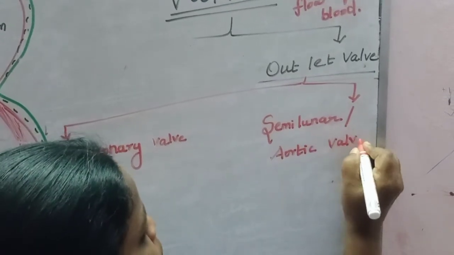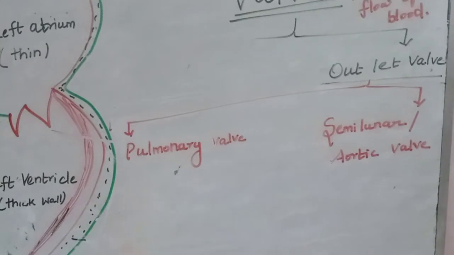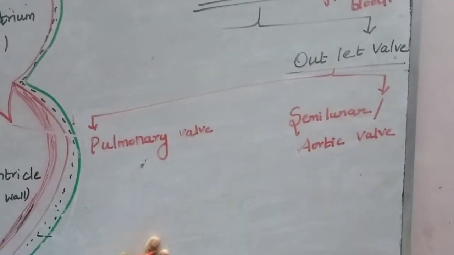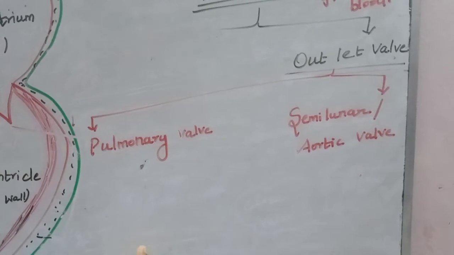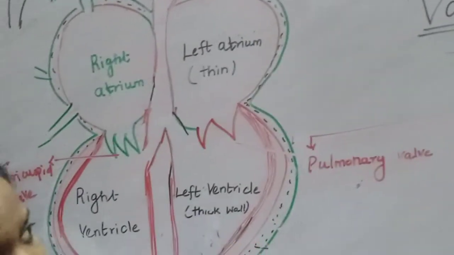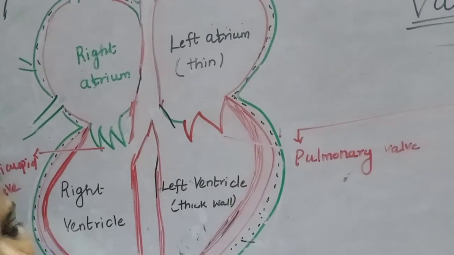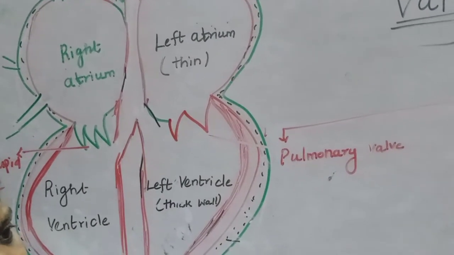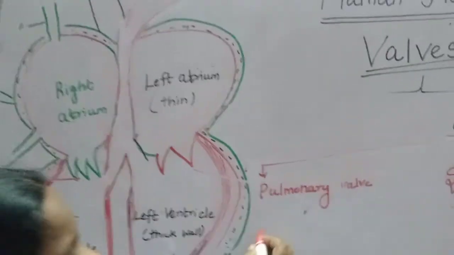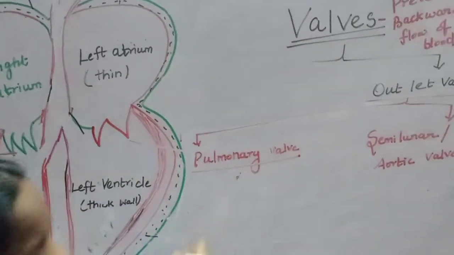These two are called outlet valves because they allow the blood to flow from the heart to other parts of the body. It's sending the blood outside of the heart, and that is called an outlet. We'll see the first one, the pulmonary valve.